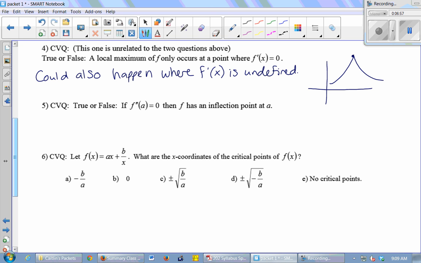All right, true or false? If f double prime equals 0, f has an inflection point at a. F double prime of a equals 0.